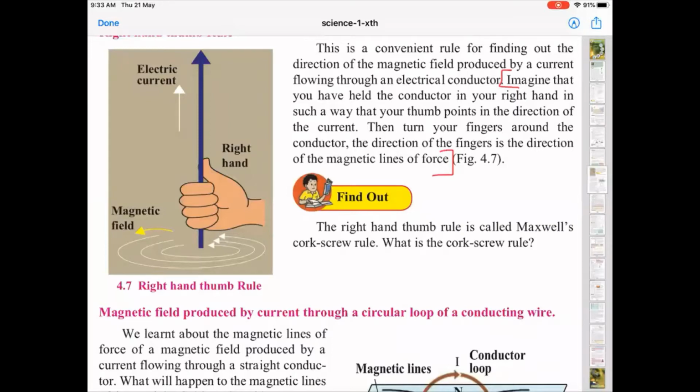This Maxwell's corkscrew rule, or the right hand thumb rule, gave us the direction of the magnetic field. That is, if the current is pointing in the upward direction, then the magnetic field is anti-clockwise, and if the current is pointing in the downward direction, then the magnetic field is clockwise.